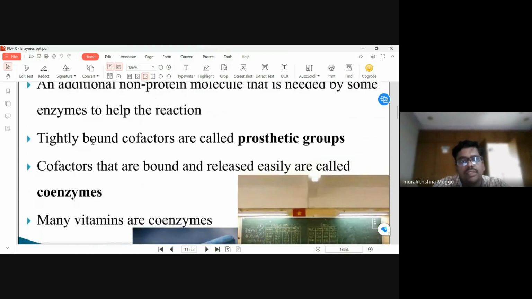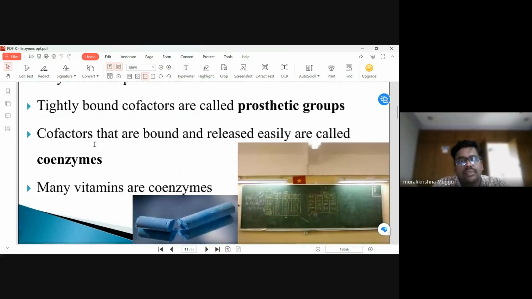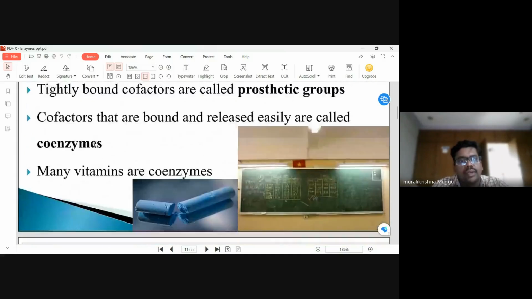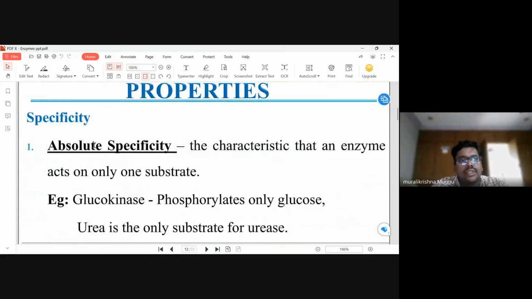Many vitamins are coenzymes. What do you mean by the cofactor? It means any additional non-protein molecule is needed by some enzymes to help the reaction. Tightly bound cofactors are called prosthetic groups. Cofactors which are bound and released easily are called coenzymes. Many vitamins are coenzymes. So, properties, specificity.